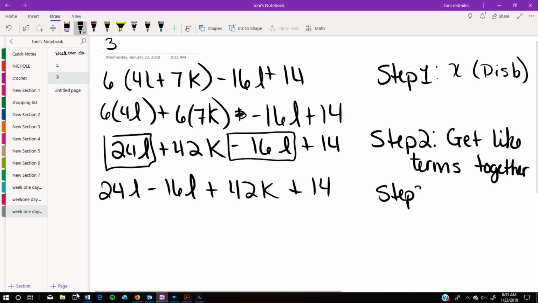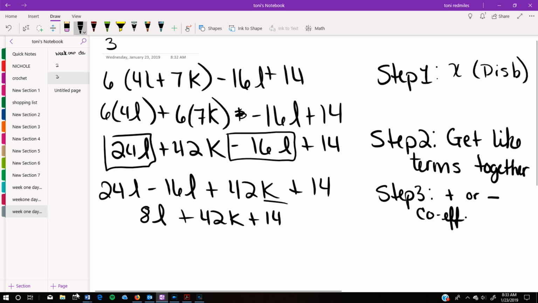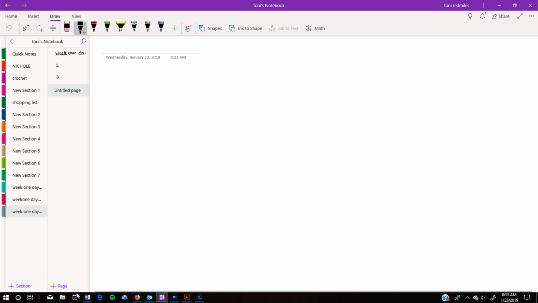Step 3, add or subtract coefficients. So this is subtraction. So 24 minus 16 is going to give me an 8, positive 8, L. And there's nothing to go with the other two. So I am done. Alright, your justification should be close to mine. It could be more creative. It could be, as long as it has the same feel, we're good. Alright, so let's go ahead on to the next one, number 4.